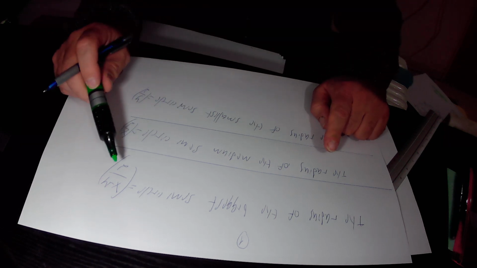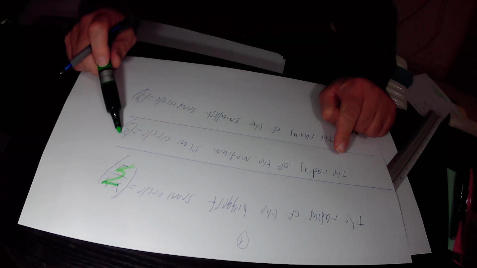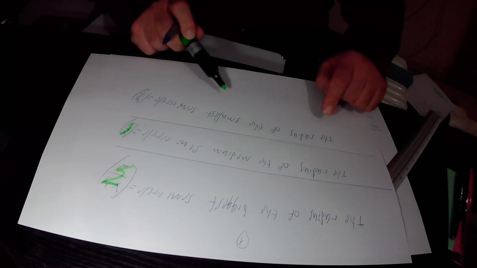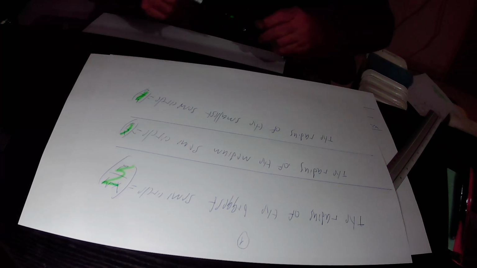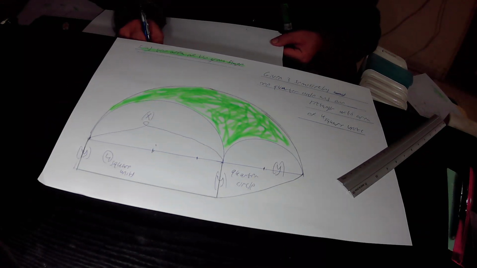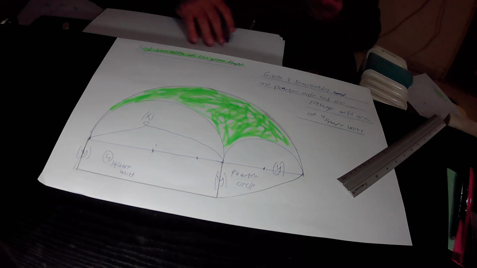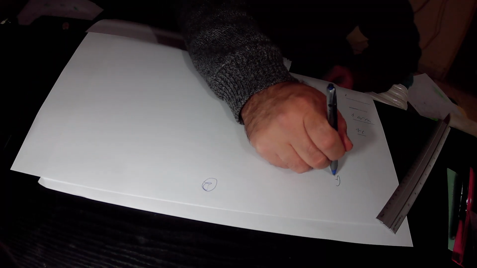So in total, we found that the radius of the biggest semicircle is equal to (x plus y) over 2 units in its length. The radius of the medium semicircle equals x over 2 units in its length. And finally, the radius of the smallest semicircle is equal to y over 2 units in its length. Our task is to find the area of this green shape. So what is the area of this green shape?